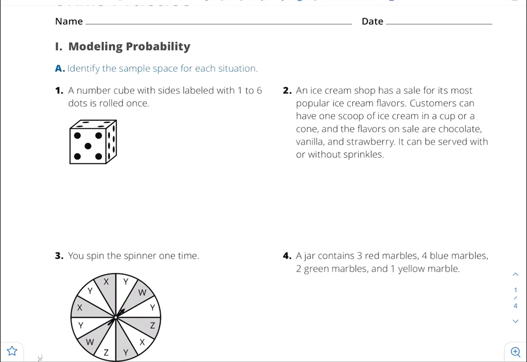Here's the homework help video for the sample space and finding probability worksheet.